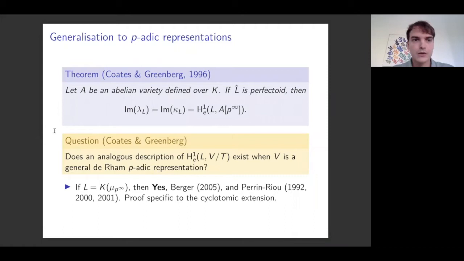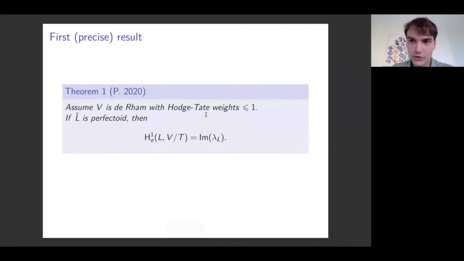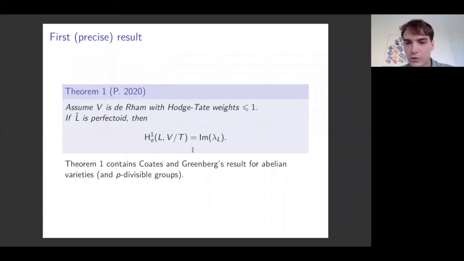So the first result I would like to explain is the following. Assume that V is de Rham with Hodge-Tate weights less than or equal to 1. Then actually the answer to the Coates and Greenberg question is yes, you have exactly this description, and it's exactly the same. It's really an equality in that way. And maybe a remark is that this theorem contains the Coates and Greenberg results, because this assumption on the Hodge-Tate weights is satisfied by abelian varieties and p-divisible groups.